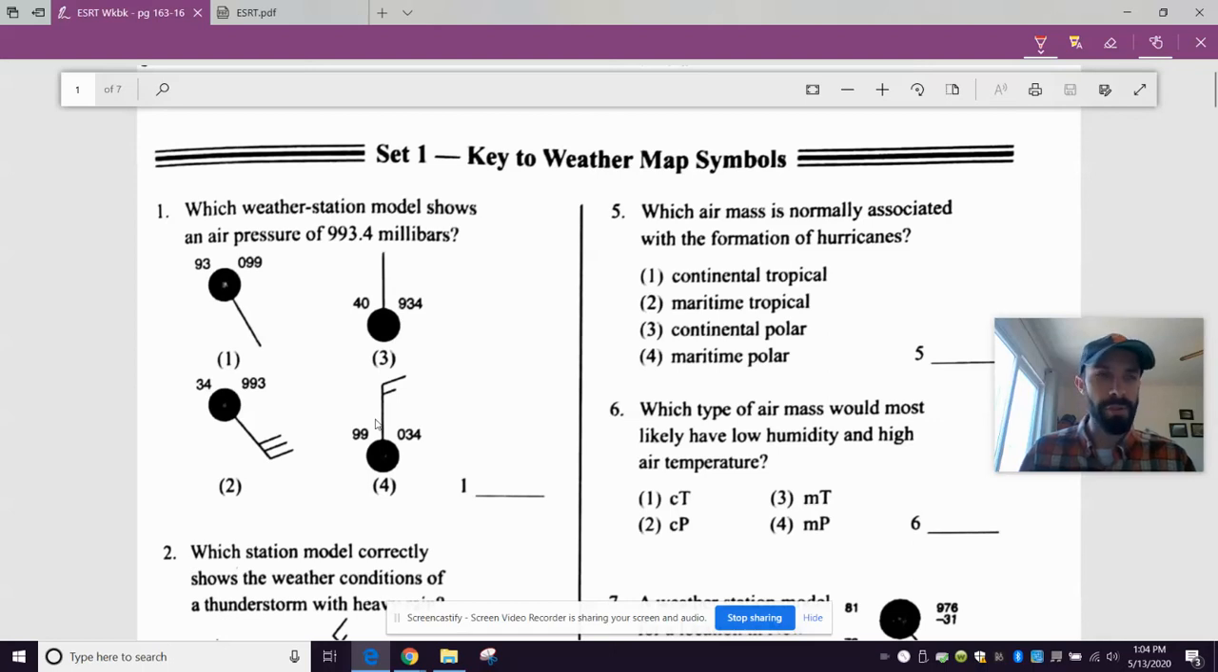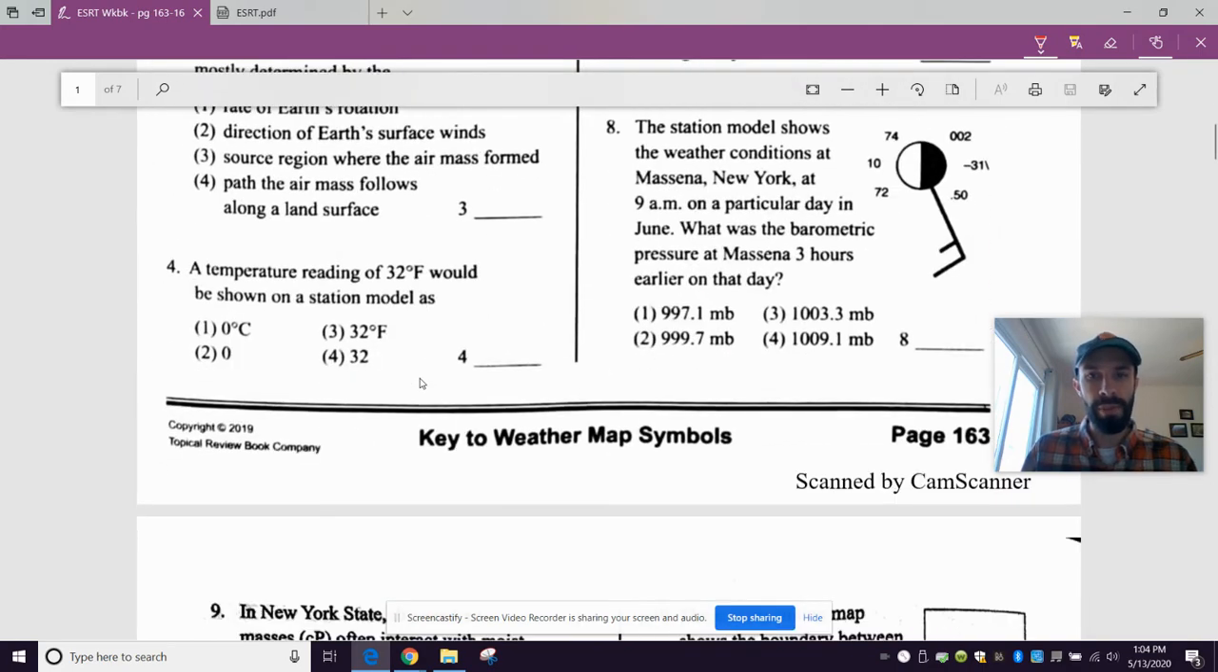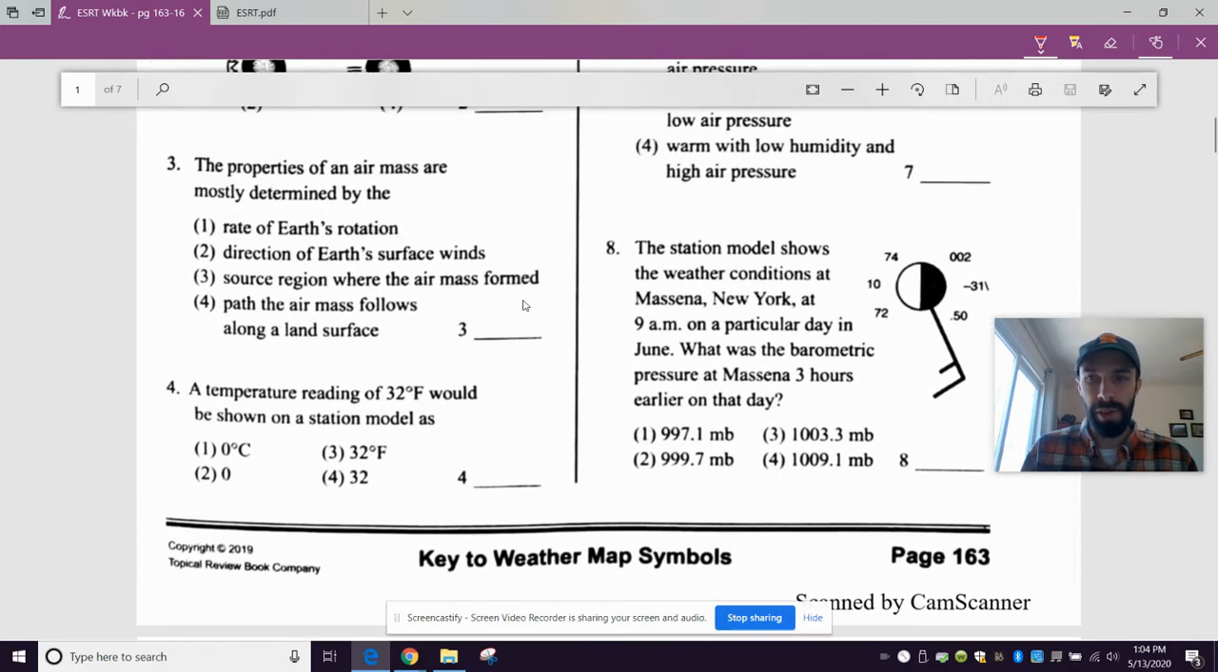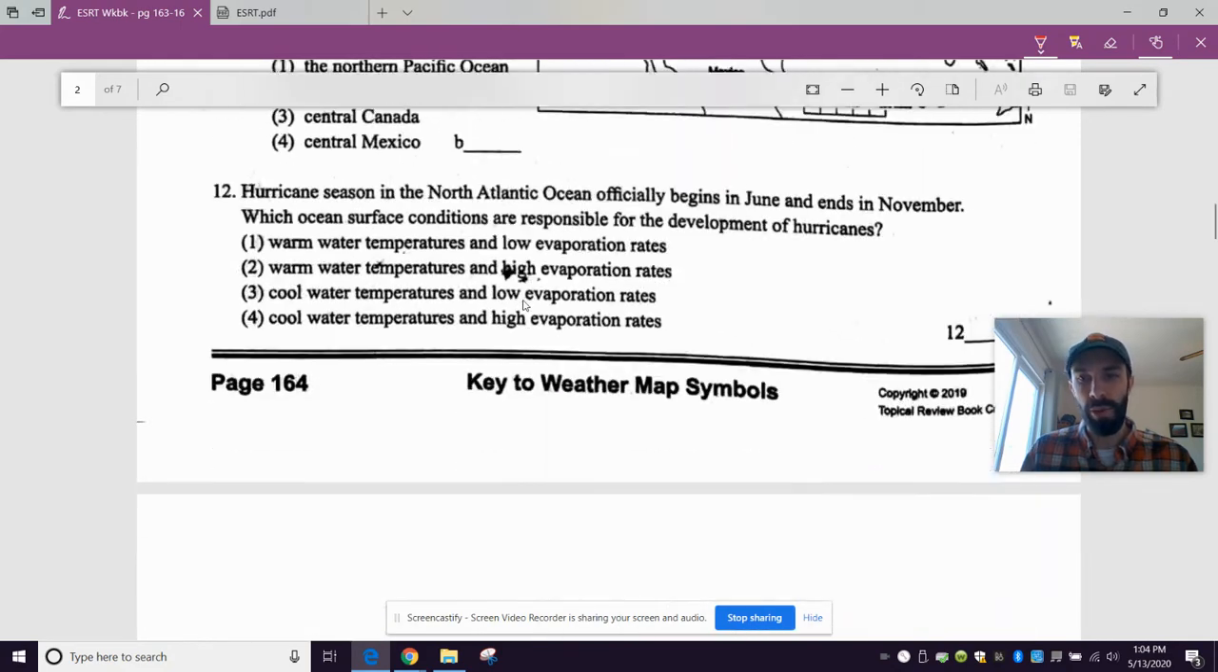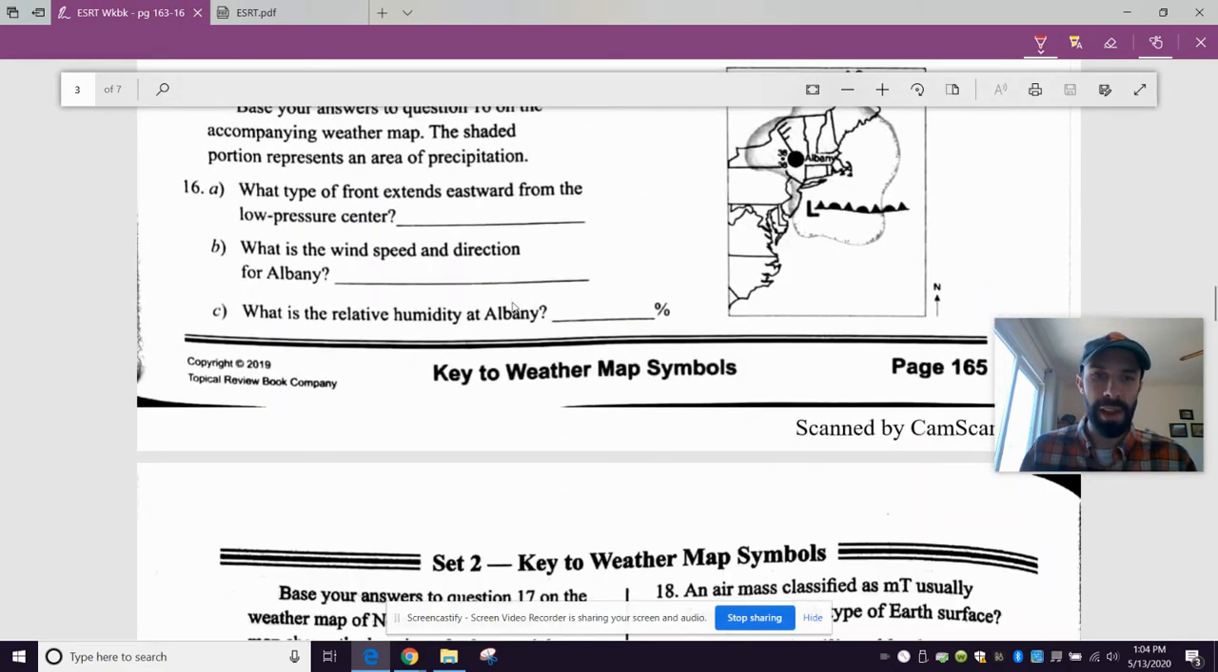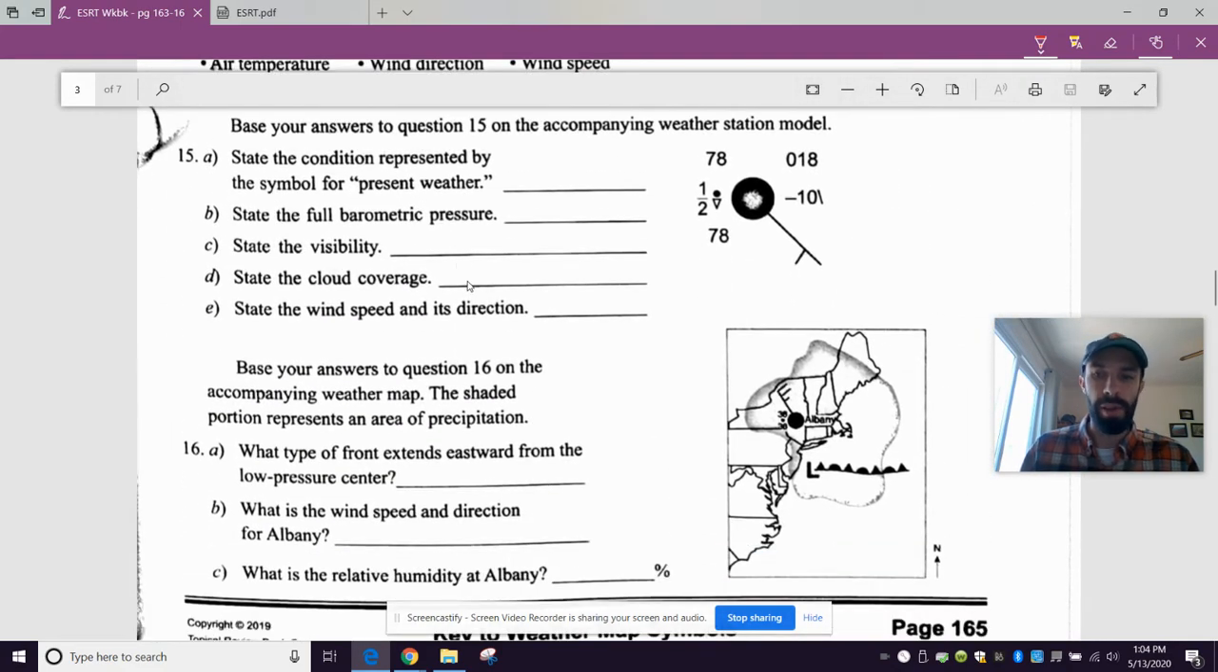Hi guys, this is a review of the workbook pages. I provided pages 163 all the way through page 169. You don't have to do pages 163, 164, or 165 because all the answers are in the book a little bit later on, but you're more than welcome to do them.